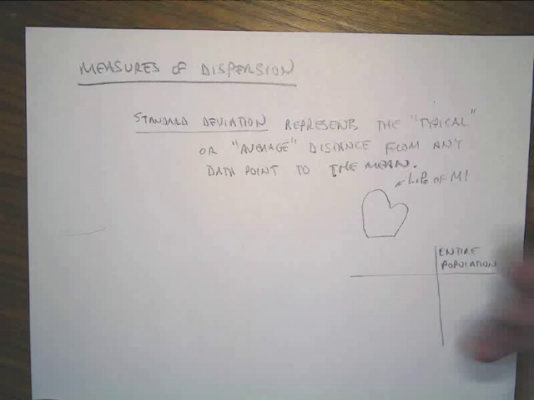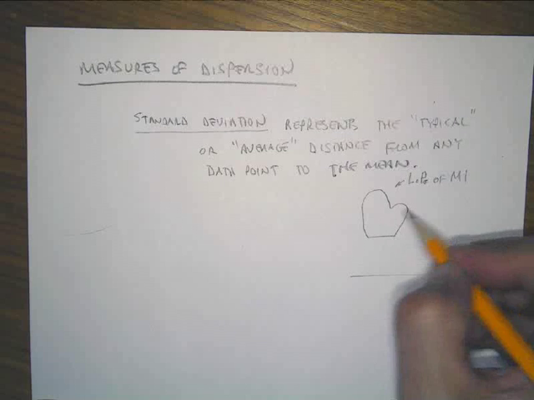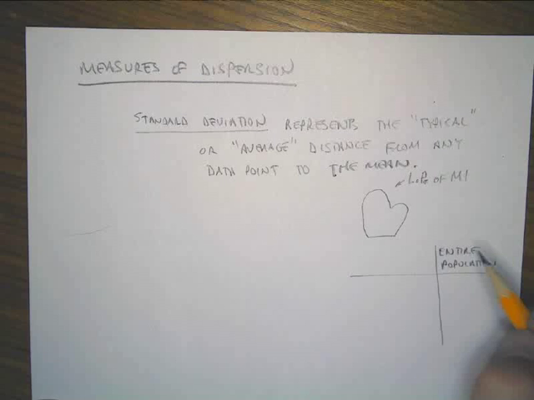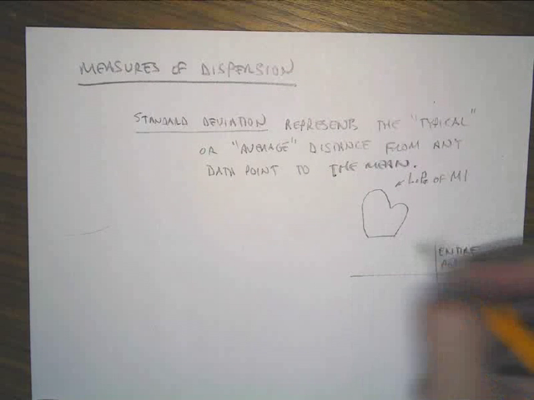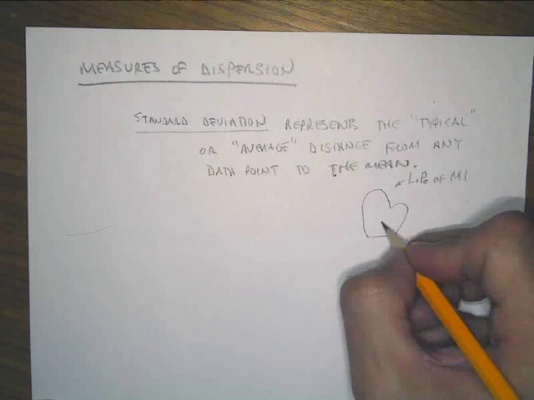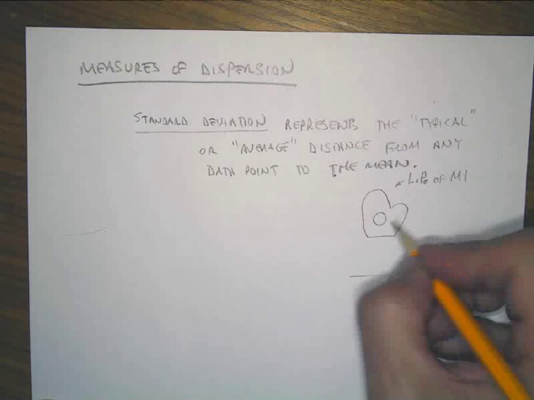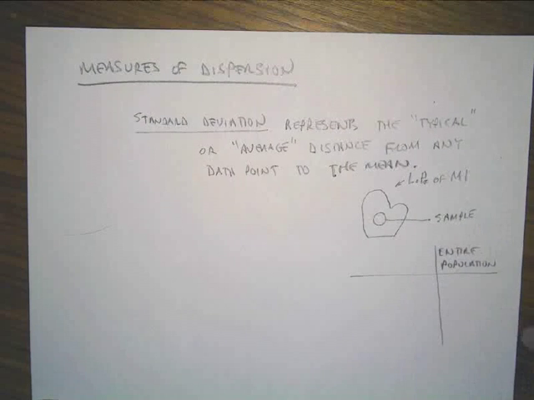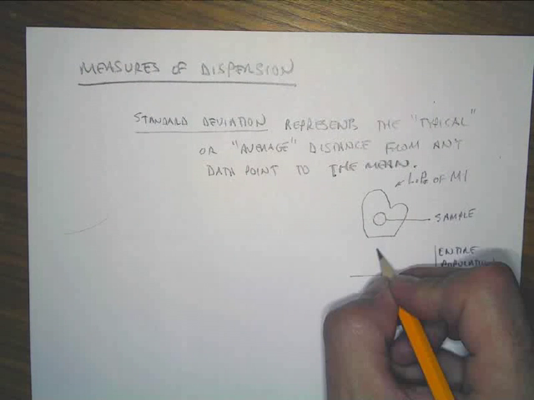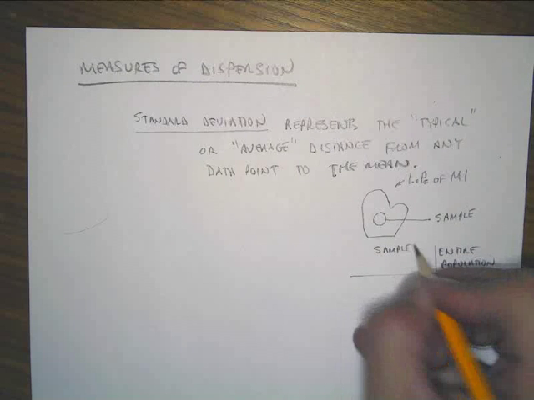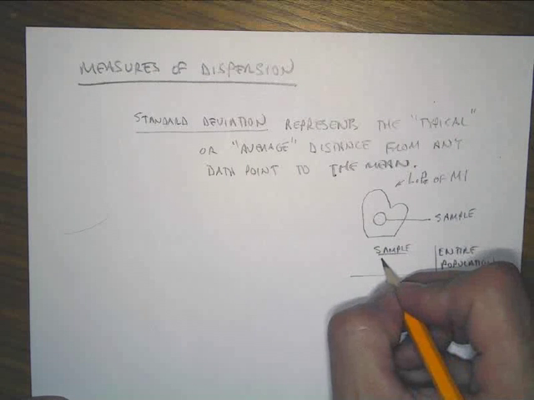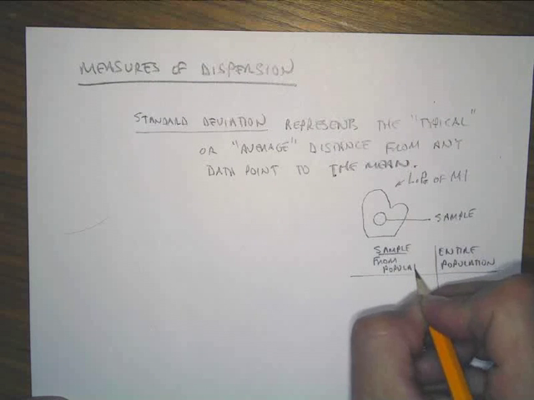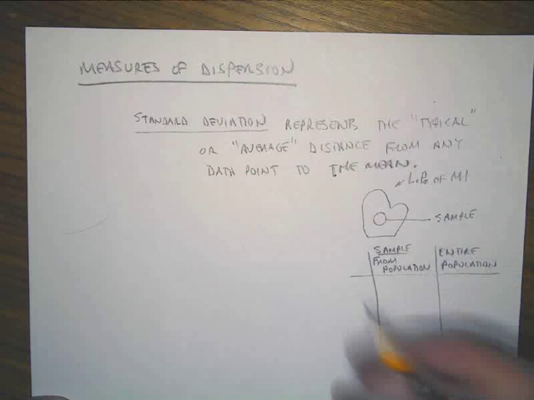Now, we could count everybody in the entire population, but let's say we wanted to find out what their favorite movie is. It would be hard to talk to everybody. So instead of talking to the entire population, we could take a sample of people out of the entire population that represents the entire population. So we could take a sample from the population.